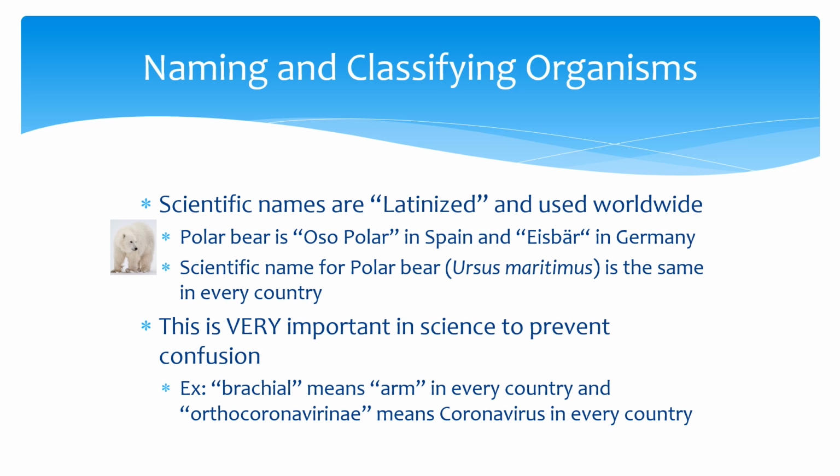If you think about the name polar bear, it's a pretty good example. In Spain, they call it oso polar. In Germany, they call it Eisbär. And in English, we call it a polar bear. So there is not a common term for polar bear except for Ursus maritimus, which is the scientific name, and it is the same in every country.